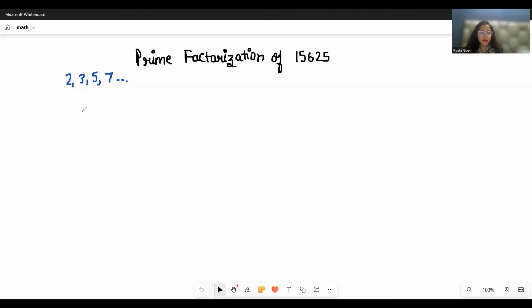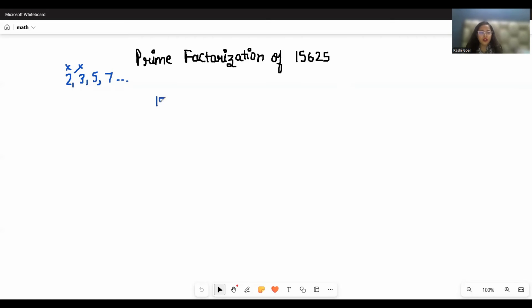As we can see, it's an odd number and ends with 5, so it is divisible by 5. We can check the sum as well to see if it's divisible by 3 or not. So 1 plus 5 is 6, 6 plus 6 is 12, 12 plus 2 is 14, and 14 plus 5 is 19, and 19 cannot be divisible by 3. So we have to start with 5.